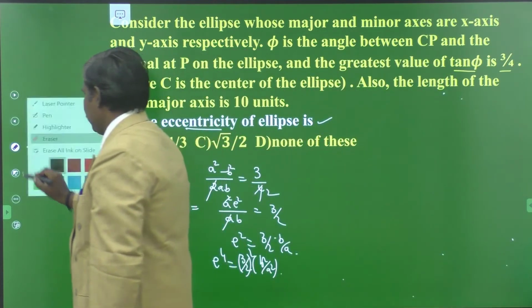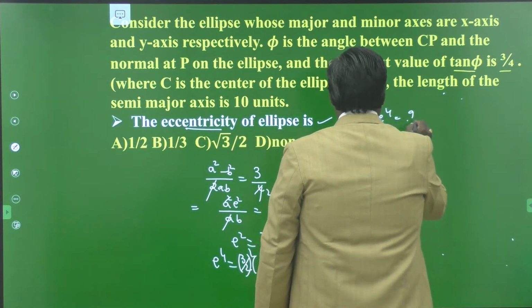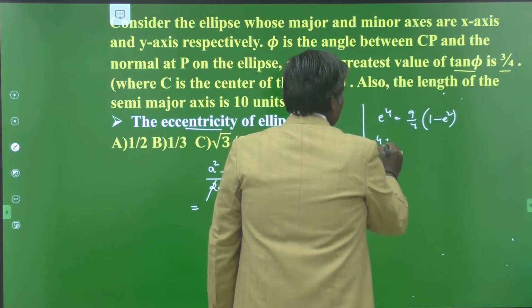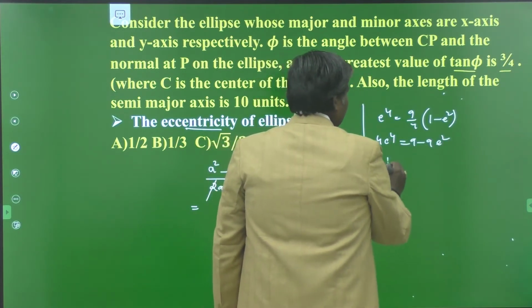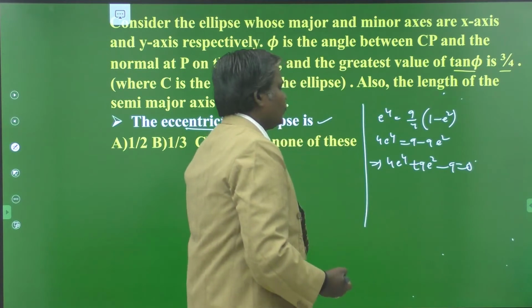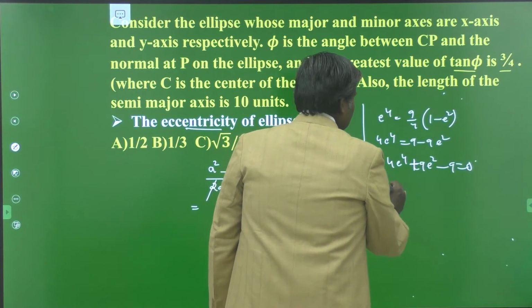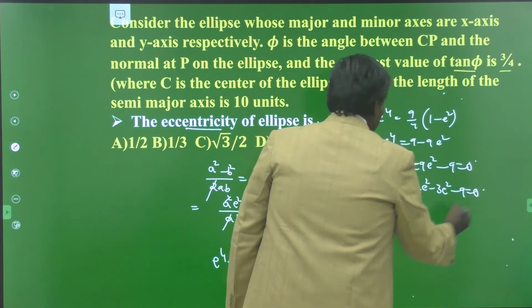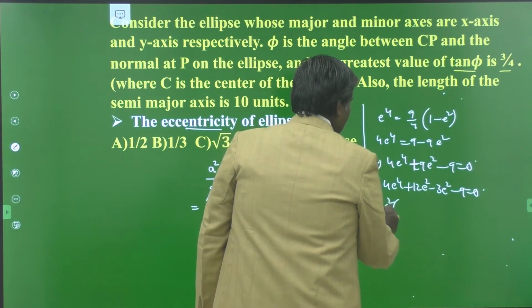Now see this. e power 4 is equal to 9 by 4 times B square by A square. It is nothing but 1 minus e square. 4 e power 4 is equal to 9 minus 9 e square. Implies 4 e power 4 plus 9 e square minus 9 equals 0. 4 nines are 36, 12 threes are 36. 4 e power 4 plus 12 e square minus 3 e square minus 9 equals 0.